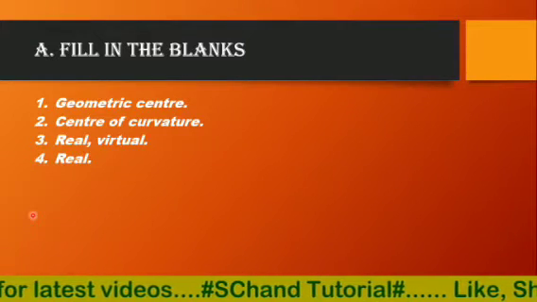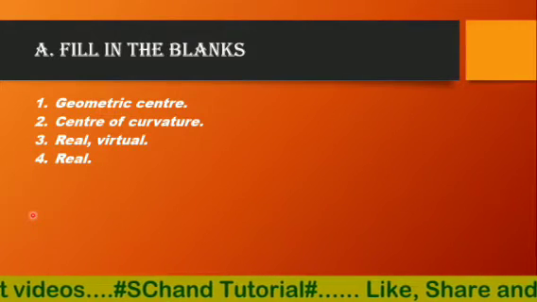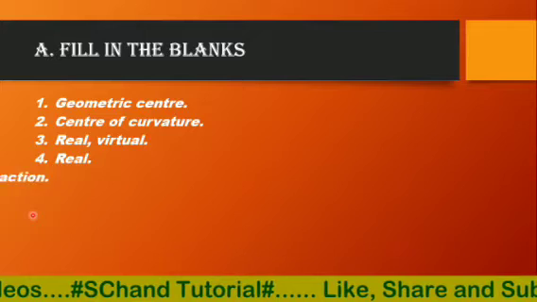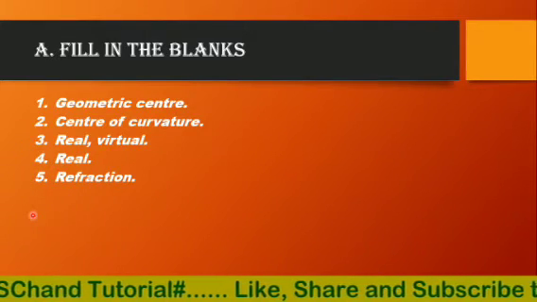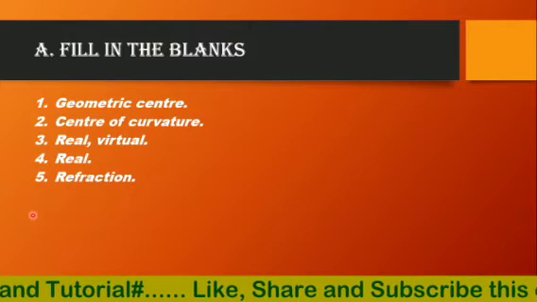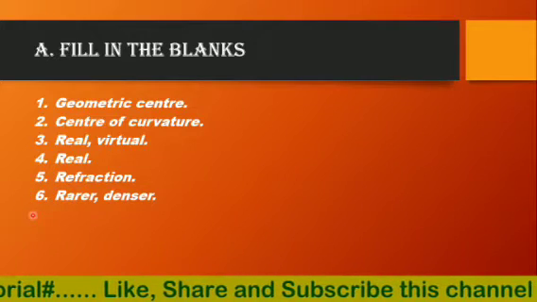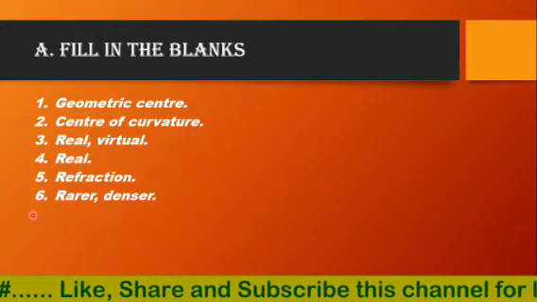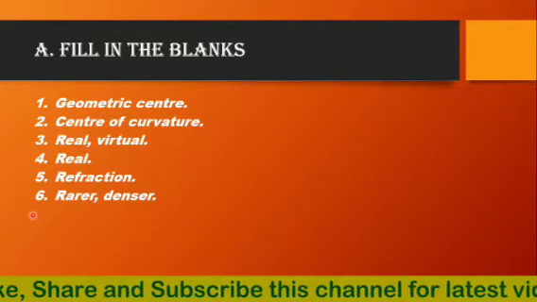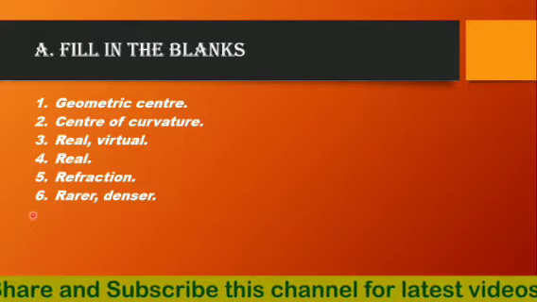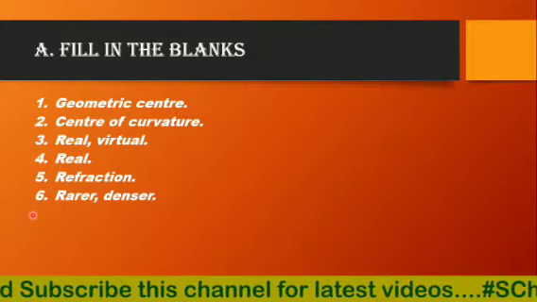Refraction is the phenomenon of bending of light when a light ray passes from one transparent medium to another. Next, number 6, when a light ray travels obliquely from rarer medium to a denser medium, it bends towards the normal. Then water is optically denser than air but optically rarer than glass.